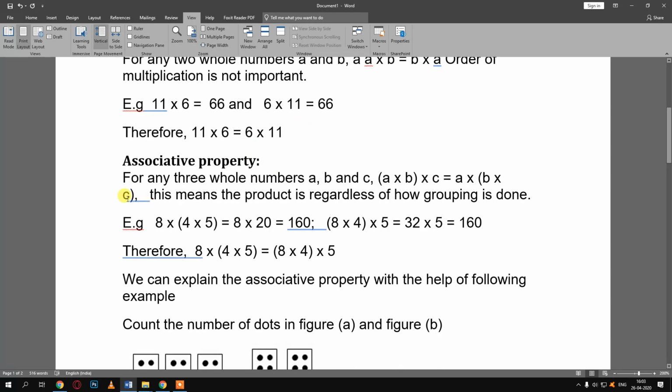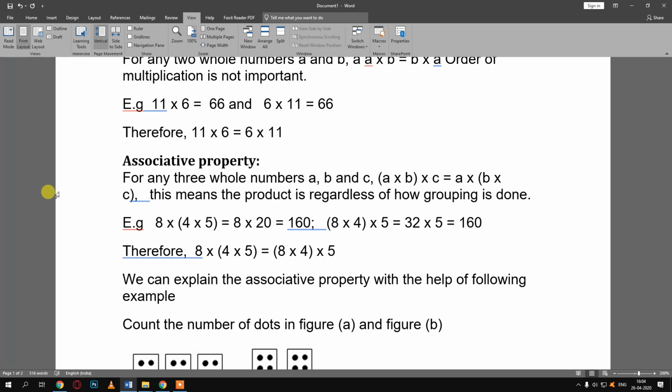The third one is associative property. What is the associative property? For any three whole numbers a, b, c, (a into b) in bracket into c is equal to a into (b into c) in bracket. This means that the product is the same regardless of how grouping is done. So the product of the numbers does not depend upon the grouping.